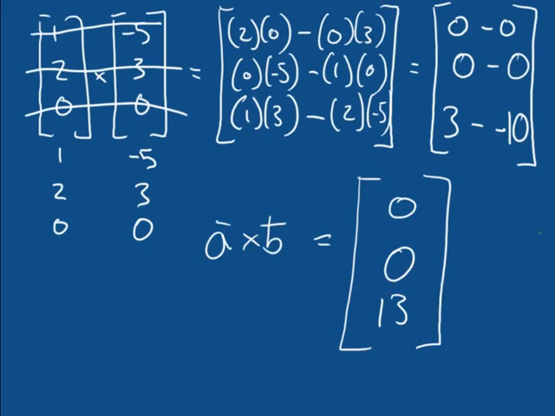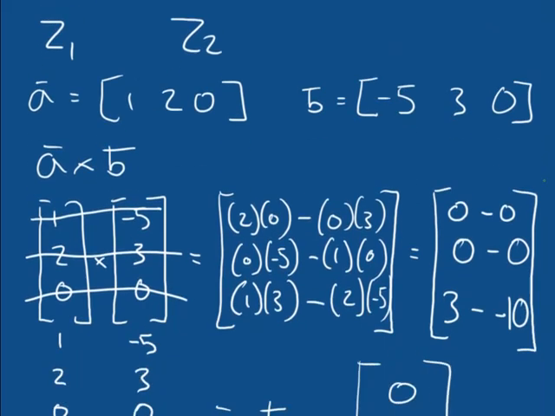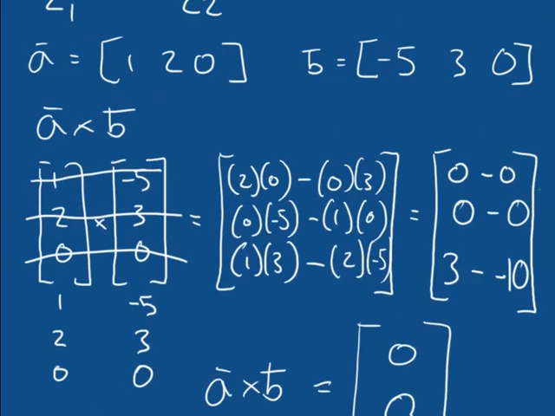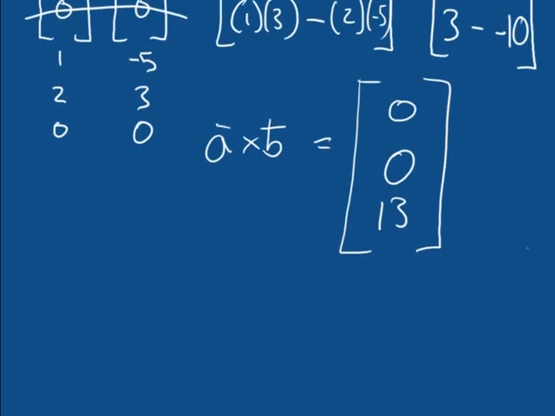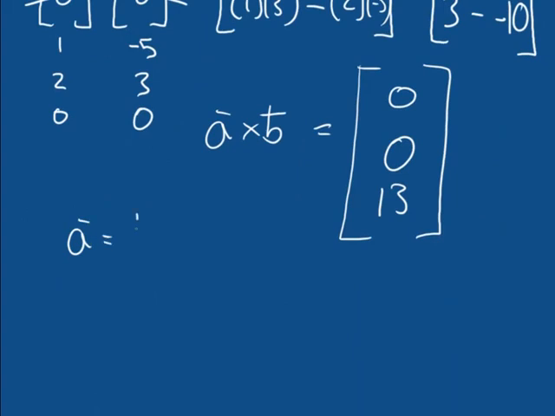Now notice when I chose the values for our two vectors A and B, which I'm going to rewrite down here. So A was 1, 2, 0. And B was minus 5, 3, 0.